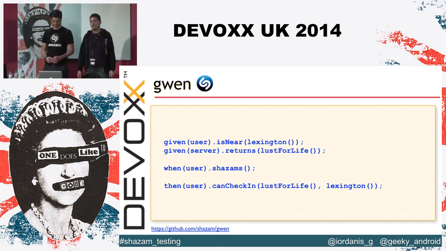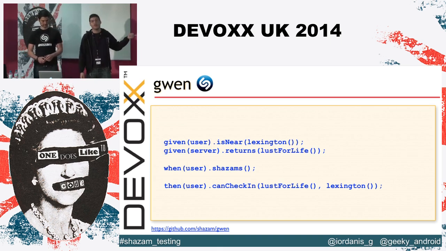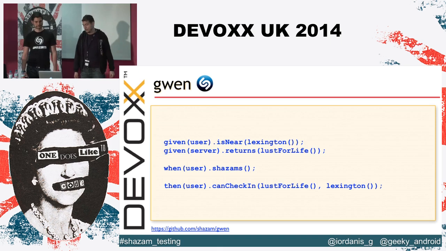A developer writing a new feature can reuse all these steps. And because this is Java, it's very simple. The moment you write given user dot, you immediately get an option of all the steps that the user can do to arrange the system. So this is very versatile and really useful.